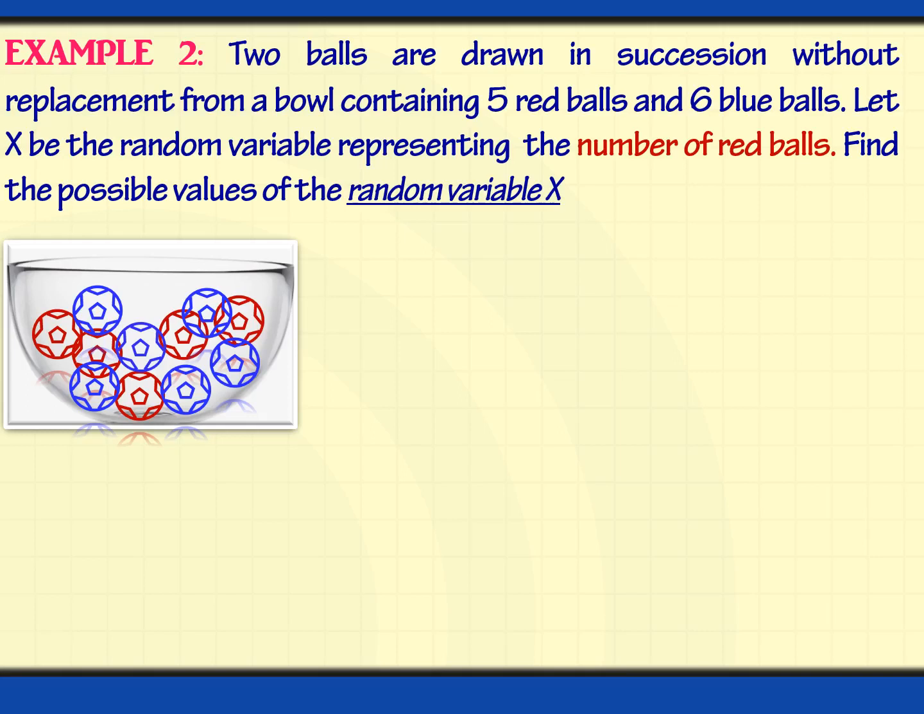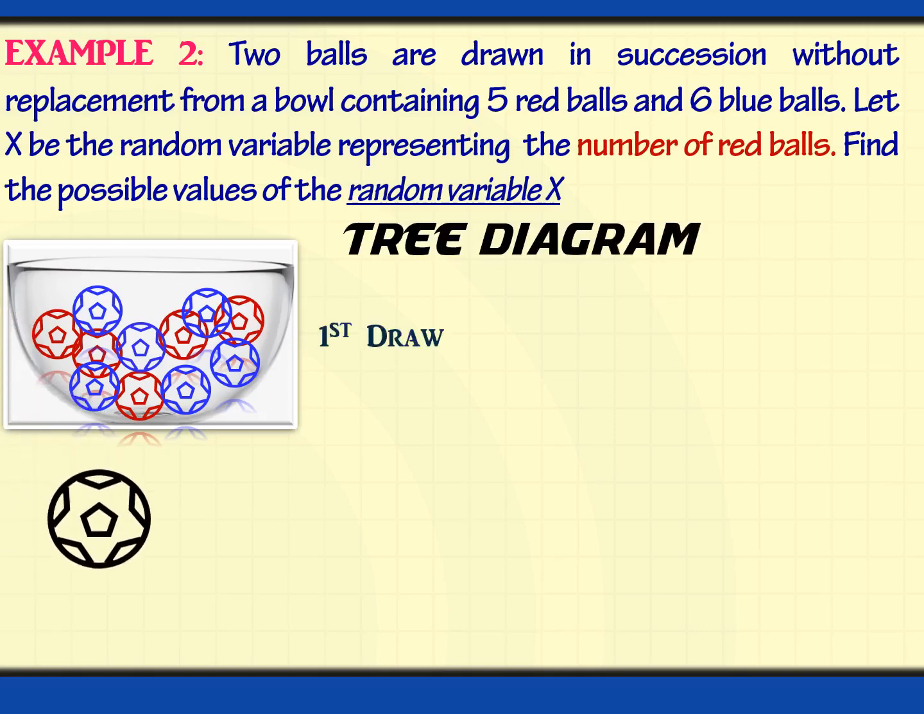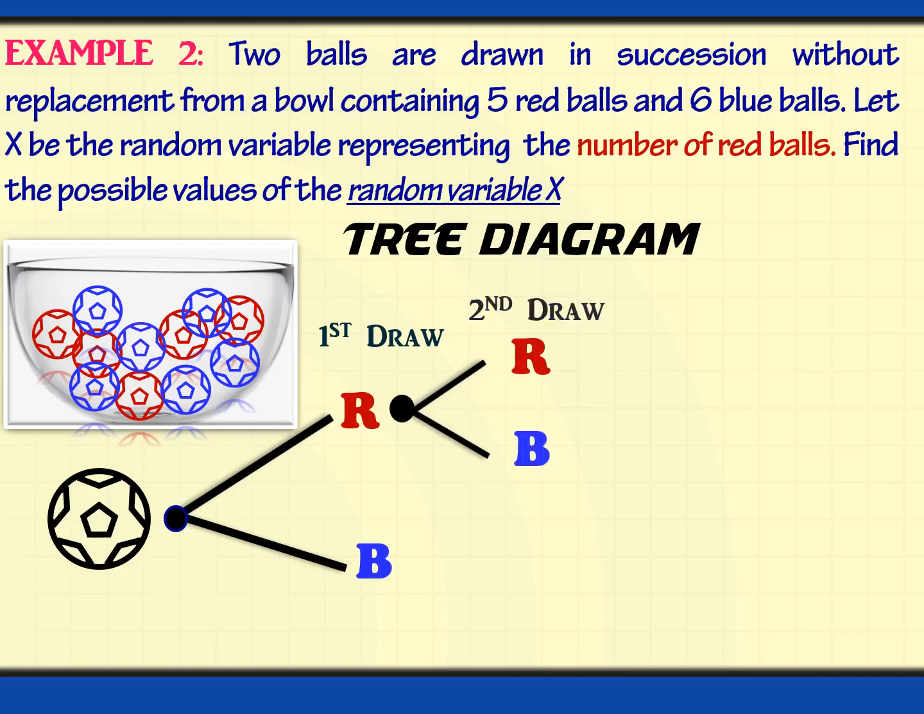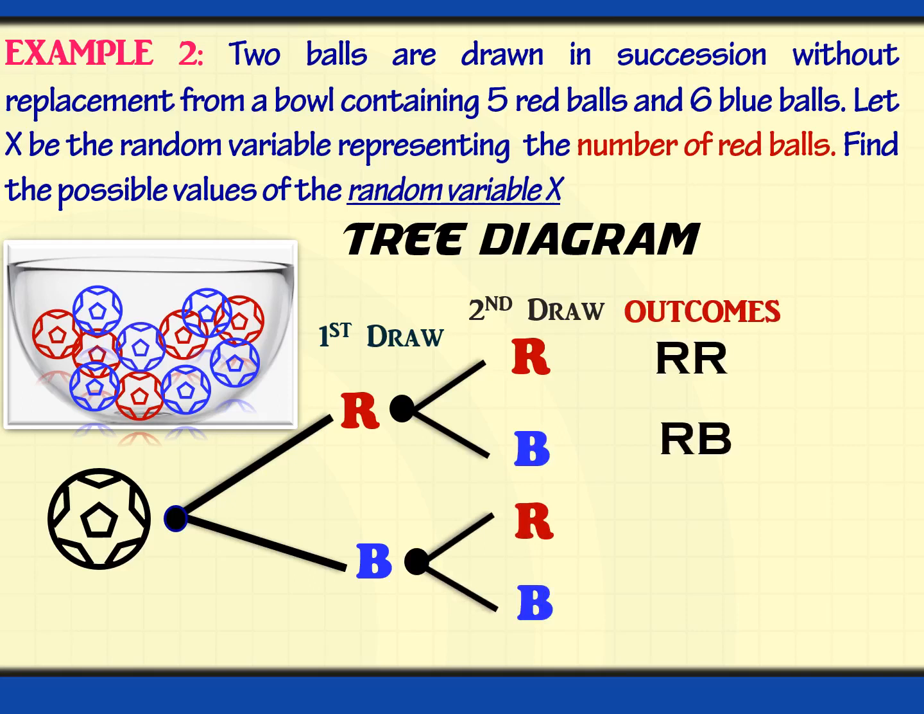So we're going to get 2 balls from the bowl without replacement, meaning when you draw the first ball, you don't have to put it back in the bowl. So again, using a tree diagram, if this is the first draw, since there are only 2 colors, we could either get a red or a blue ball. Again, just follow the tree diagram. And then on the second draw, you can either have again a red or a blue. And then we're just simply going to list down the results.